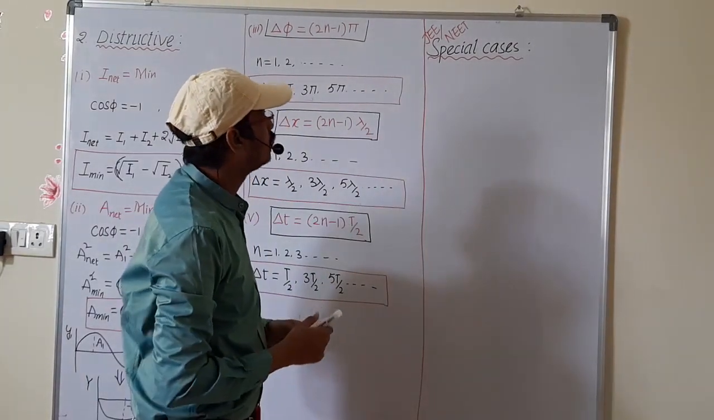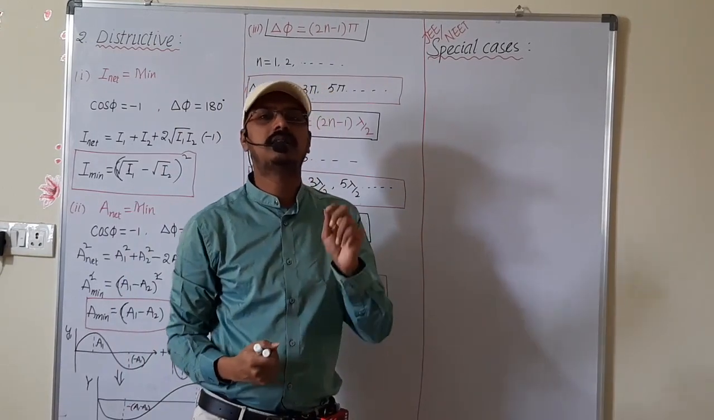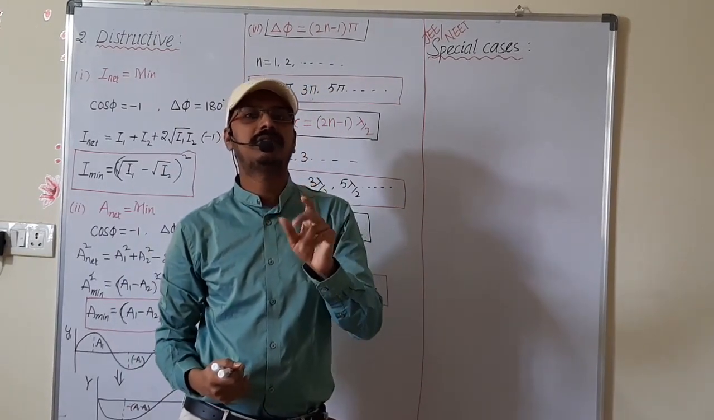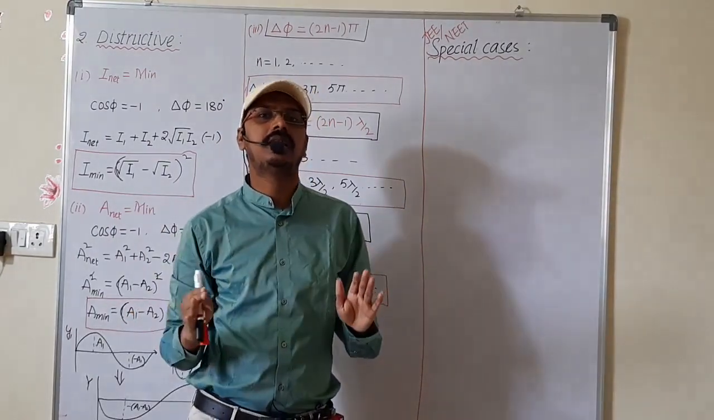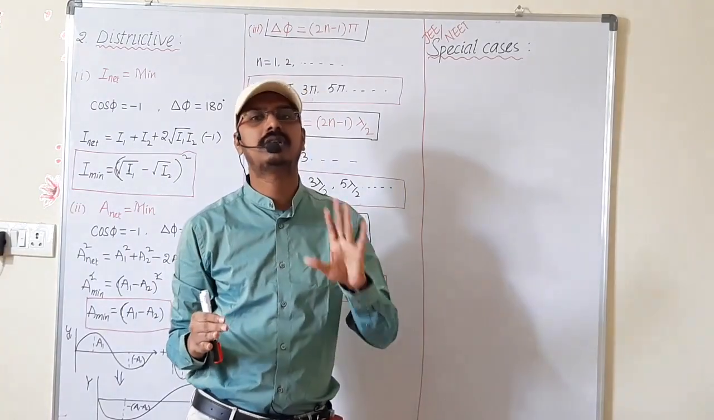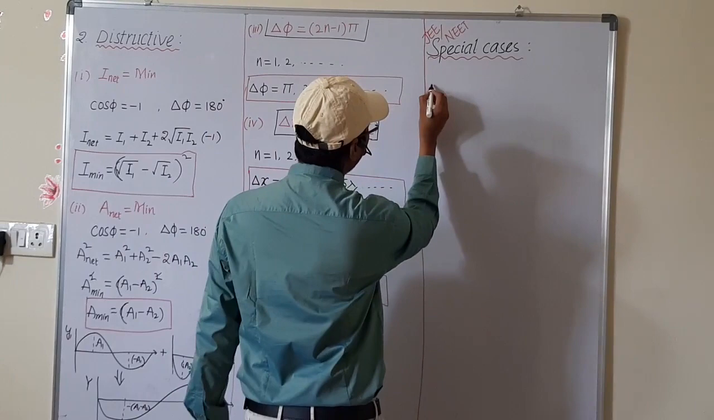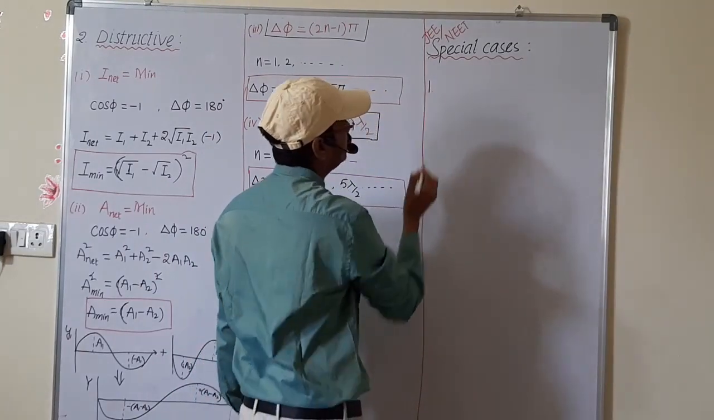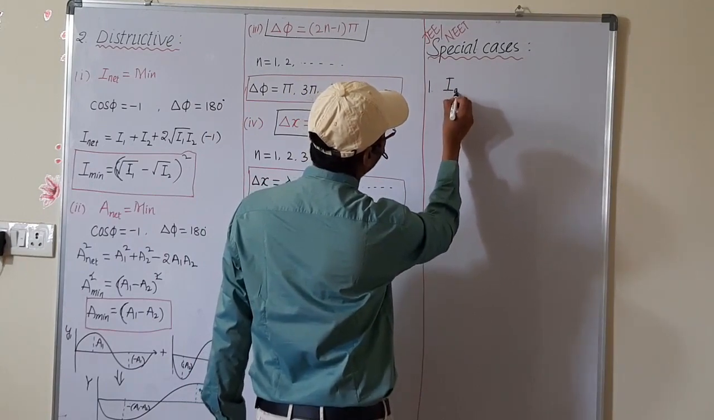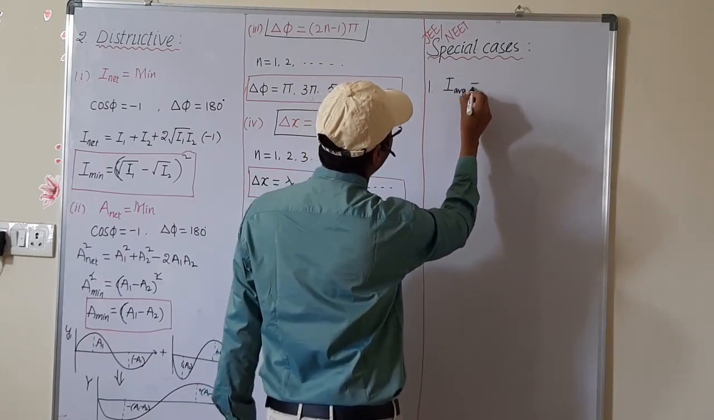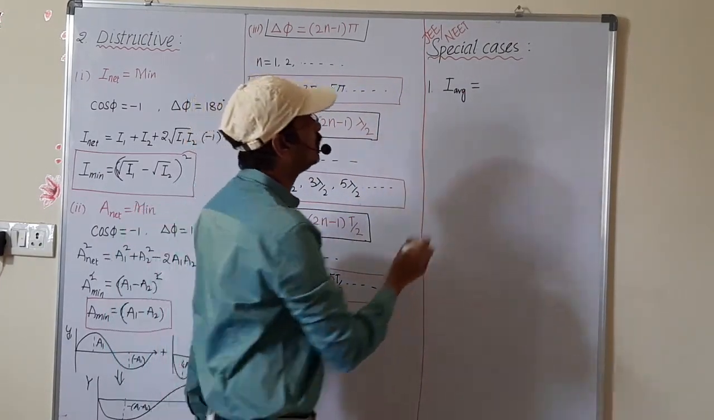Now the special cases, the first one: the interference of light obeys the law of conservation of energy. This means complete interference obeys the law of conservation of energy. The second point we can discuss is if you want to find the average intensity. Here we are finding the maximum intensity and minimum intensity. Sometimes they will ask to find the average intensity of the two waves.